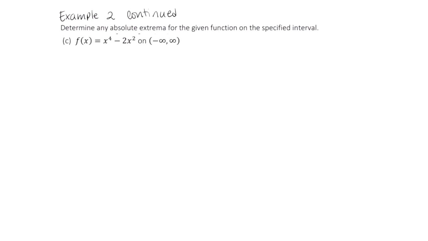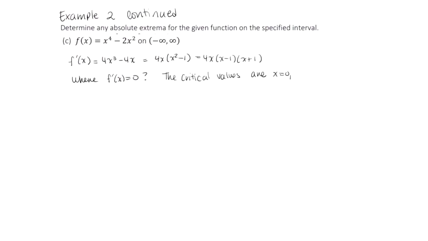So let's start by finding the first derivative. Now that I have my first derivative, I want to know where f prime is equal to 0 to find the critical values. Our critical values are x equals 0, x equals -1, and x equals +1. Now let's test some points.